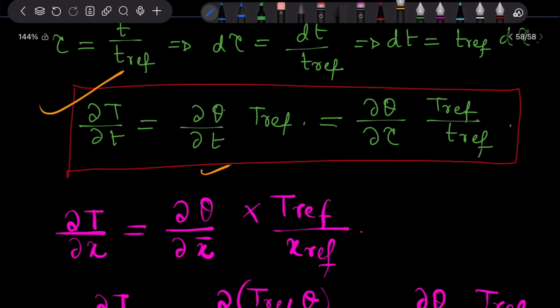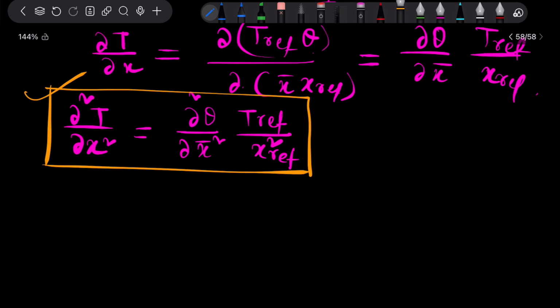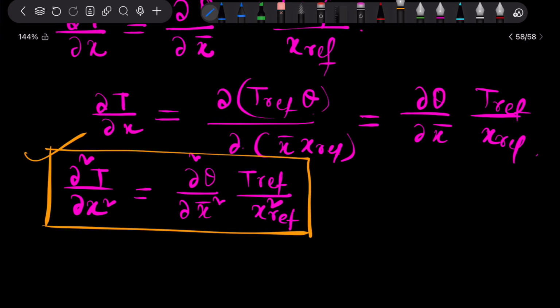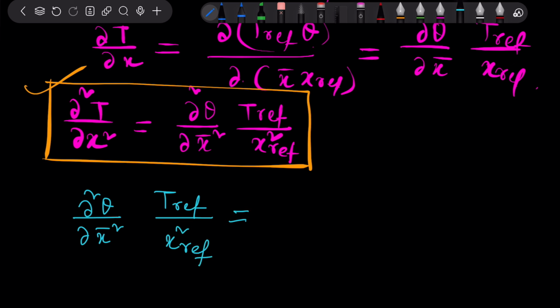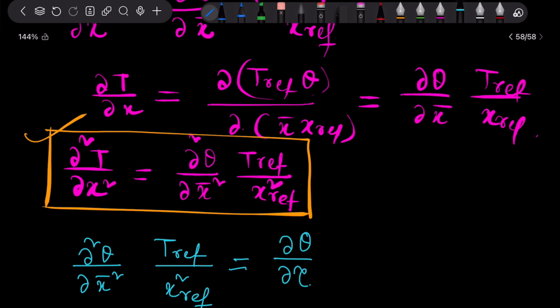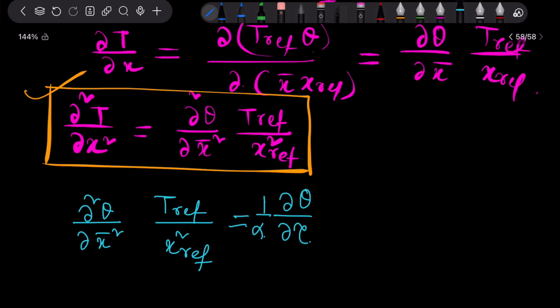So from this one and from this one I can write my governing equation now as: del 2 theta del x bar 2, into t ref by x ref square, is equal to what? Del theta del tau into, okay, there was 1 by alpha, that is fine, by t ref. Because tau was small t ref, and these are constants, I can cancel these out.